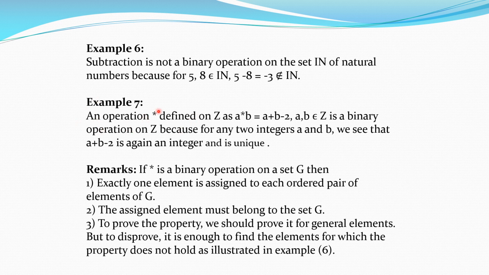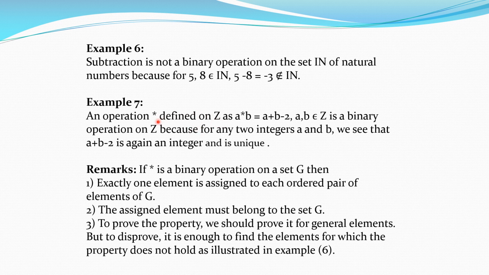Now see, here star is defined in quite a different way. An operation star defined on Z as A star B equals A plus B minus 2, for A, B in Z, is again a binary operation on Z. First see the meaning of this binary operation. It is not our regular addition, subtraction, multiplication, division. Here star is defined as A star B is A plus B minus 2. For example, if I consider A is 3 and B is 4, then 3 star 4 will be 3 plus 4 minus 2. So it will be 7 minus 2, which is 5.